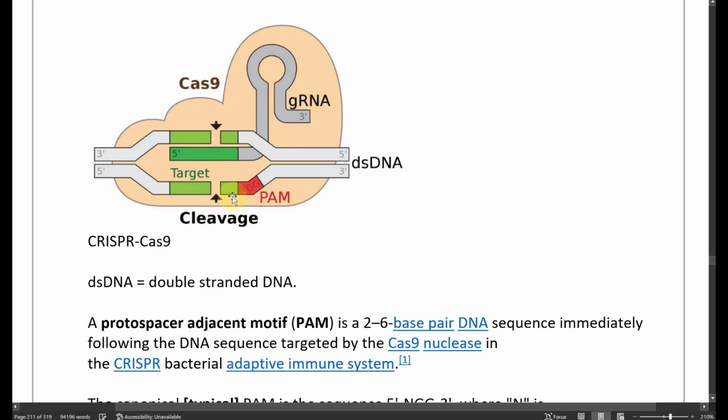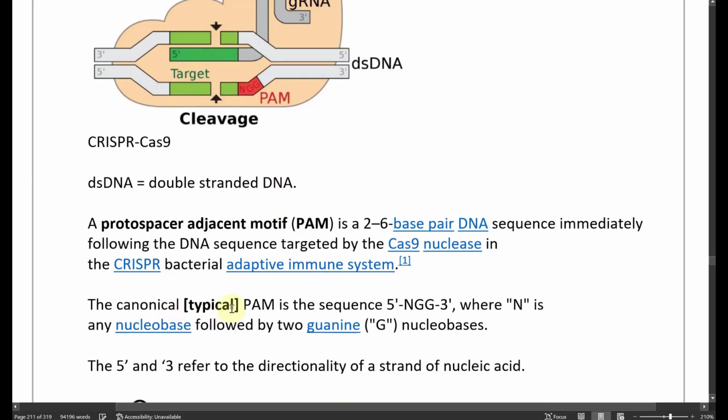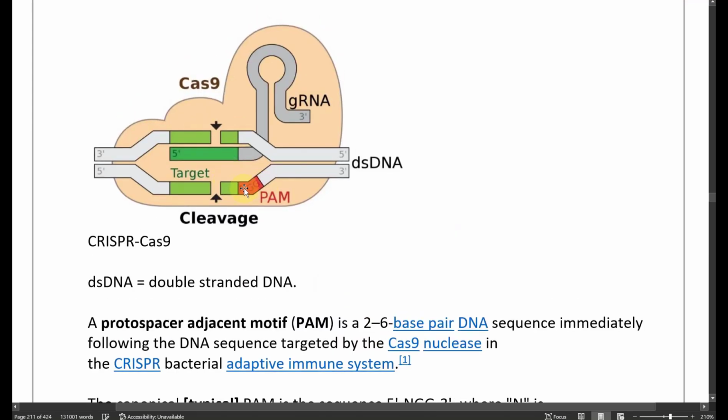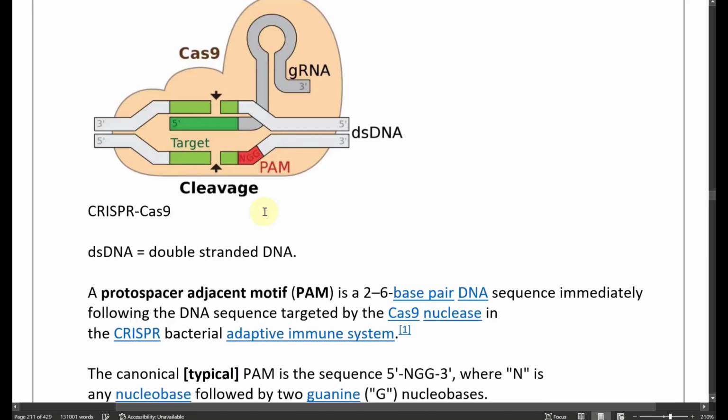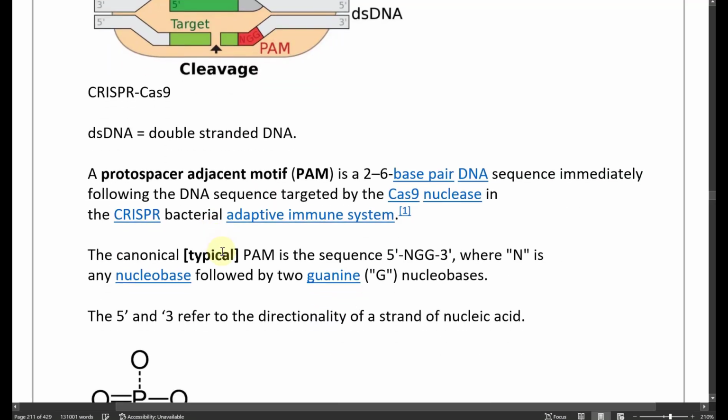So you have it over here. This is the one that's targeted, and it's immediately following that. And the canonical or typical PAM is a sequence 5' to 3', NGG, where N is any nucleobase followed by 2 guanines. So 2 guanine or G nucleobases. So you have this NGG, where N is any nucleobase and GG, and that's a typical or canonical PAM setup there.